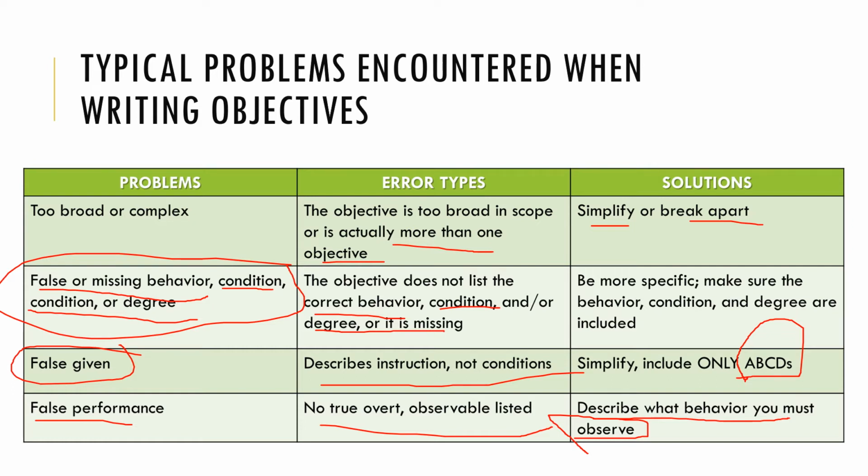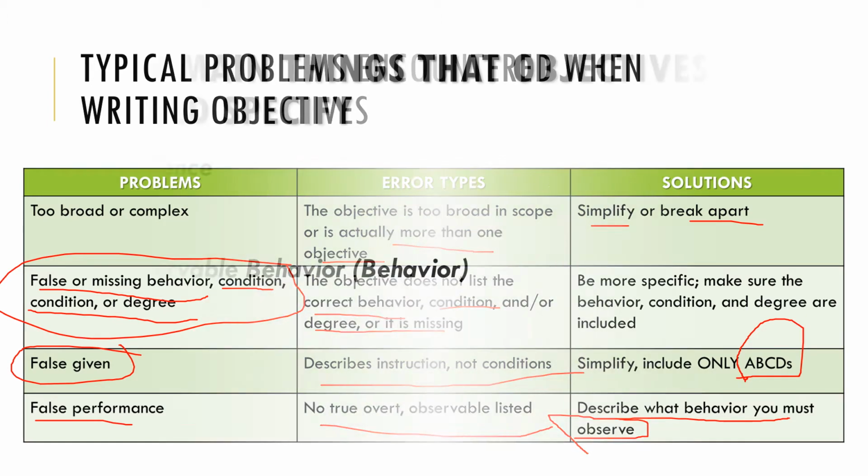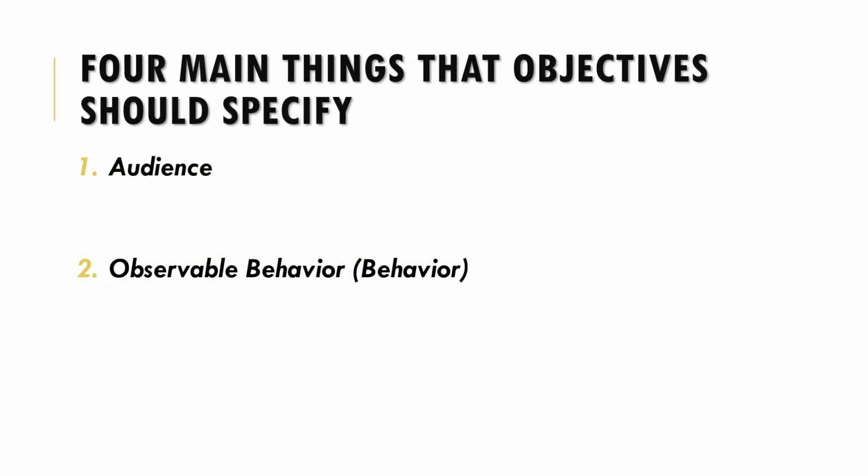Now, to avoid different problems encountered in writing your objectives, we will be discussing here the components of instructional objectives and other terms related to constructing a good instructional objective. Okay. So here are the four main things that objectives should specify. So ito na yung sinasabi nating ABCD kanina. Okay. So your letter A is for audience. For B here is your behavior or observable behavior. Ginamitan talaga na siyang word na observable because since dapat measurable, tangible talaga siya.